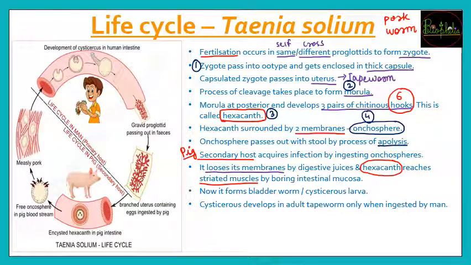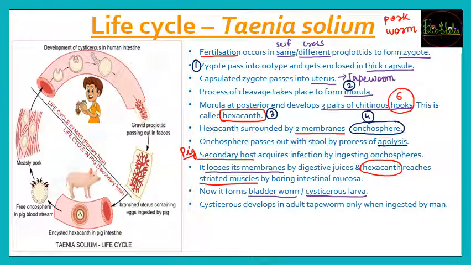Now once this hexacanth has started to bore and it reaches the striated muscles, so अब muscles में जब ये पहुंच गया है, now it is safe, यहाँ पे कोई digestive juices नहीं आएंगे, and now it is safely sitting in the muscles, enjoying its nutritious meal from the blood and lymph that is coming to that place. और अब वो अपने आप को फिर से रूप चेंज करेगा. It will change its larva stage, and it will form the bladder worm or the cysticercus larva.